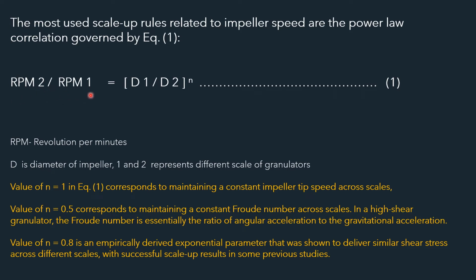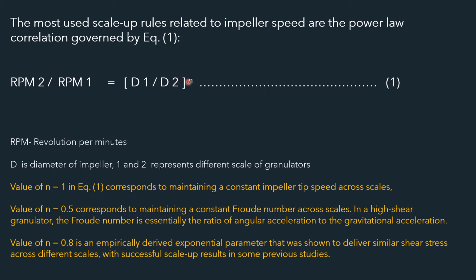RPM 1 is the scale you know, the scale you worked out, so it is a lab scale. RPM 2 is the plant scale, the scale for which we want to scale up your product. So RPM 2 divided by RPM 1 equals D1, the diameter of the first scale, divided by D2, the diameter of the second scale, to the power n. So this equation only you remember: RPM 2 divided by RPM 1 equals (D1 by D2) to the power n.